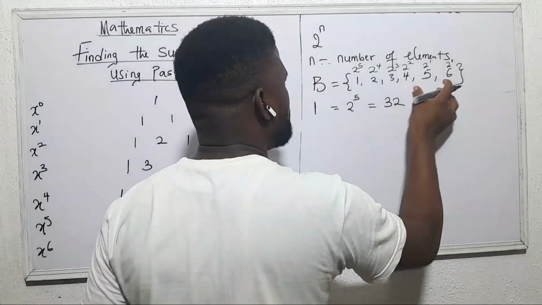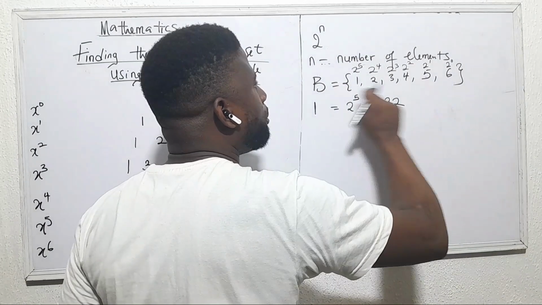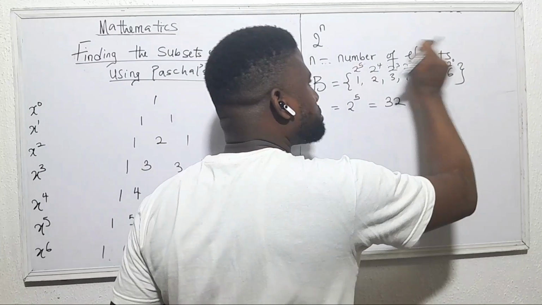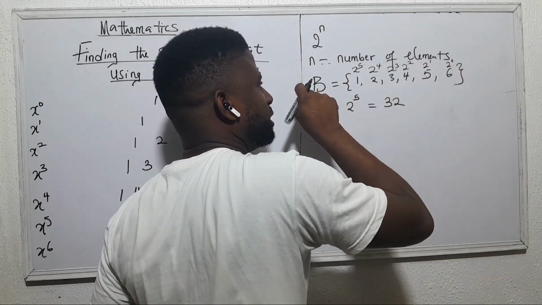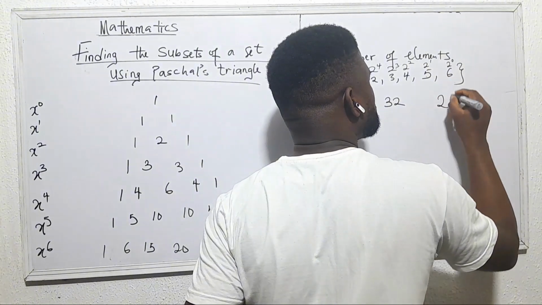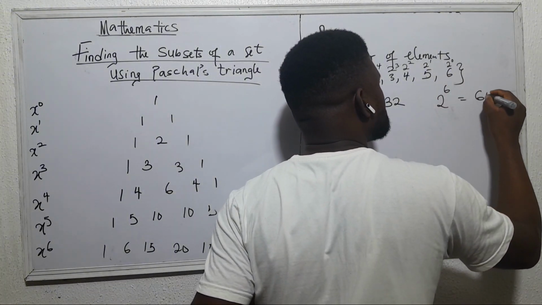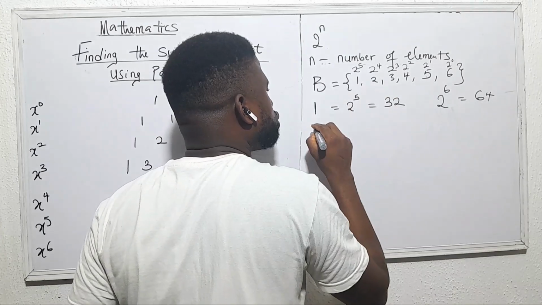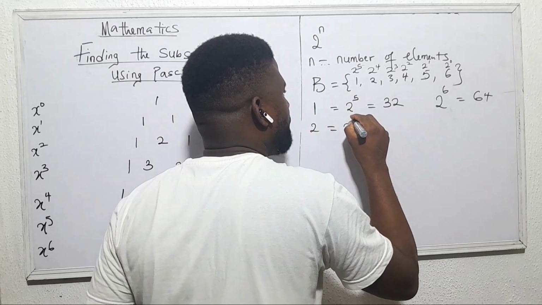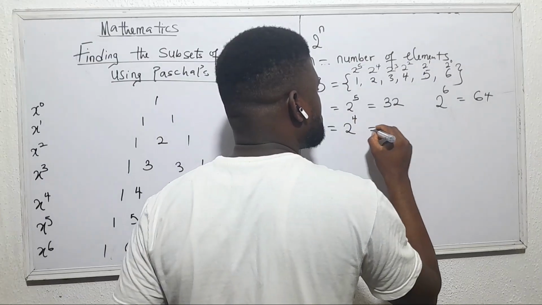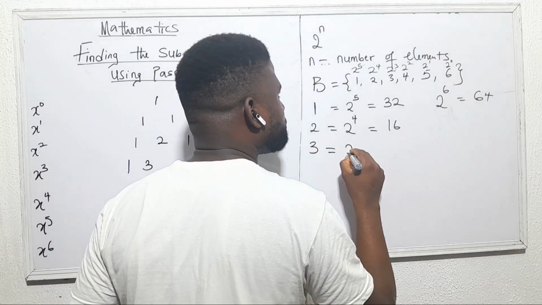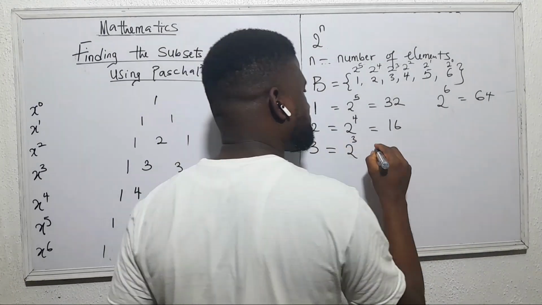32 number of elements. Of course, the total number of subsets that can be found in the set B is 2 raised to power 6, which is equal to what? 64, right? So now, when I mark element 2, I will have 2 raised to power 4 number of subsets, which is equal to what? 16.